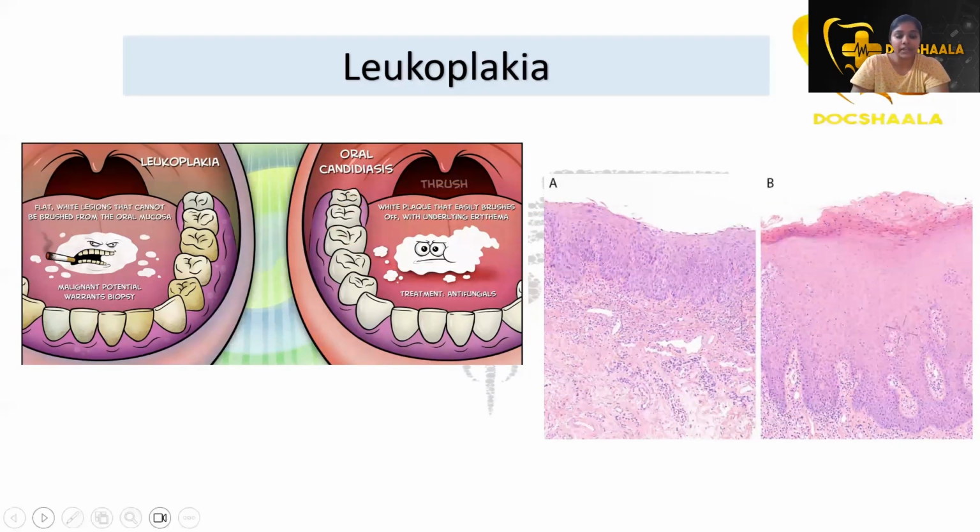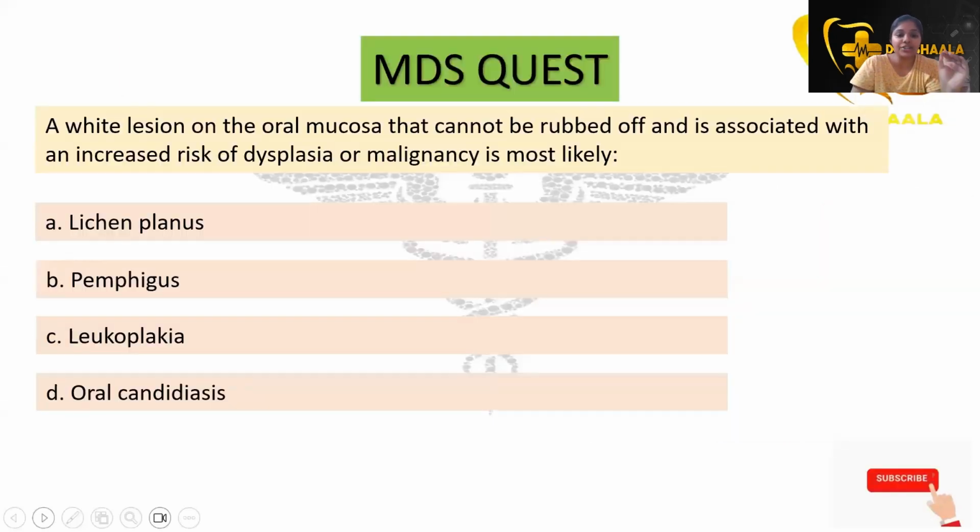Okay, then coming to a question. A white lesion on the oral mucosa that cannot be rubbed off and is associated with an increased risk of dysplasia or malignancy is most likely? That cannot be rubbed off is lichen planus, pemphigus? No, it is leukoplakia, right?